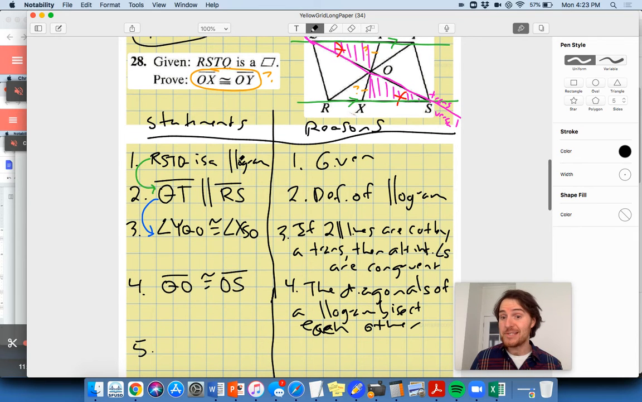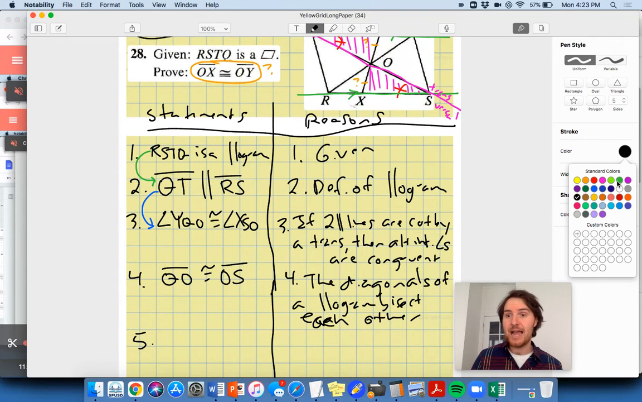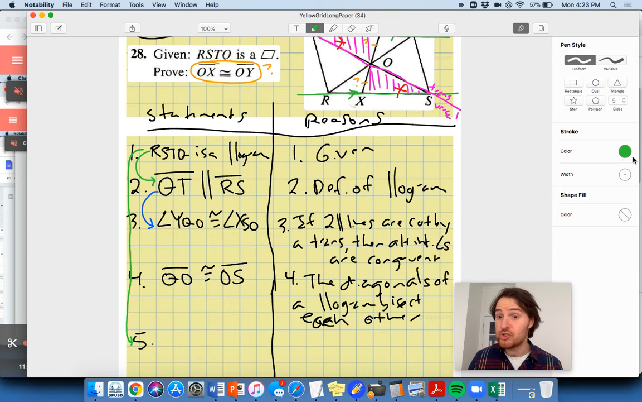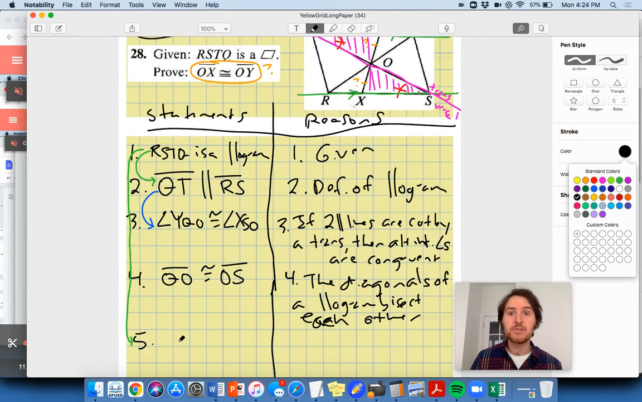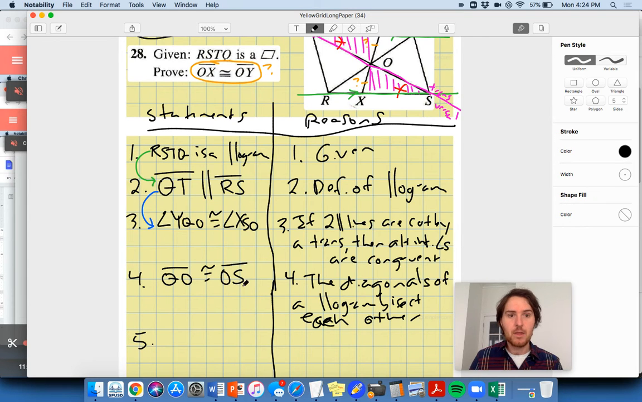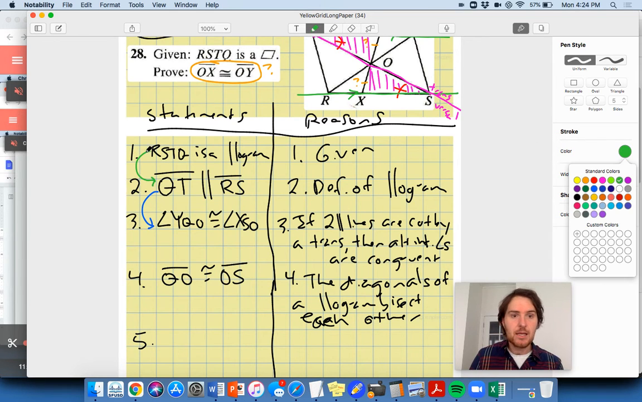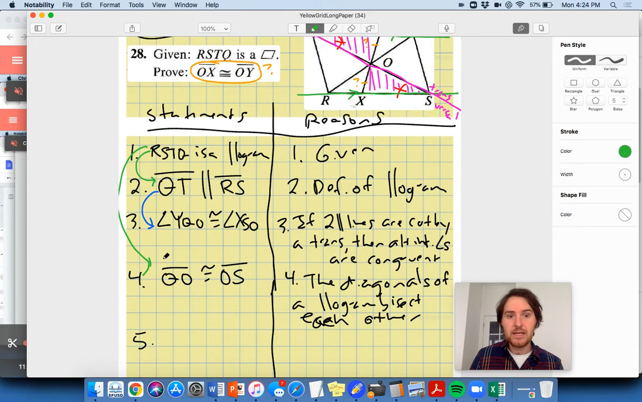If we knew that it's a parallelogram, so this is where it goes from step 1. Step 1 was RSTQ is a parallelogram. If RSTQ is a parallelogram, we can also deduce, I should go backward one step, we would deduce that QO is congruent to segment OS because the diagonals of a parallelogram bisect each other.